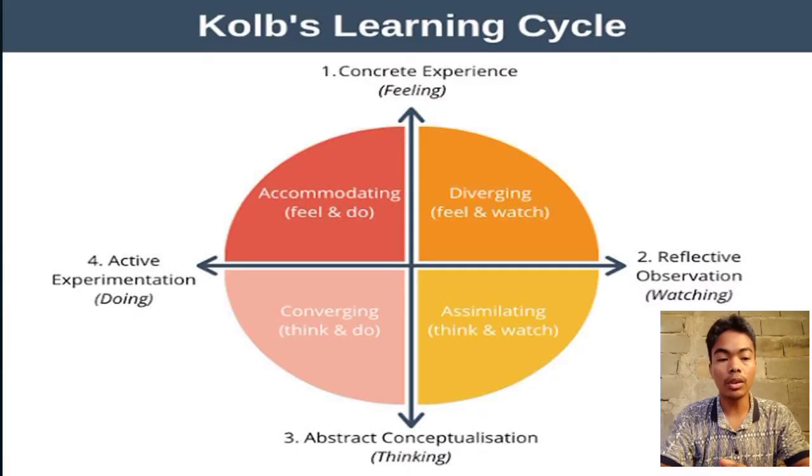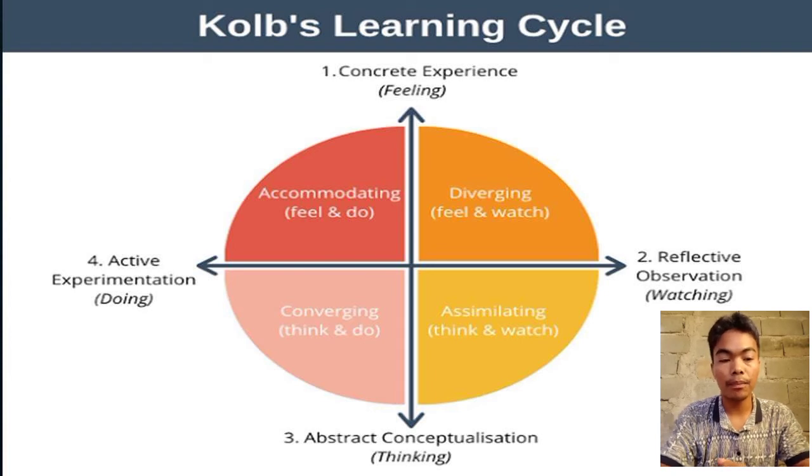Now we take a look into Kolb's learning cycle. The cycle is divided into two dimensions. The first dimension is whether you perform active experimentation or doing, or you prefer reflective observation or watching. The bottom part is the abstract conceptualization or thinking, and the last one is the concrete experience or feeling.